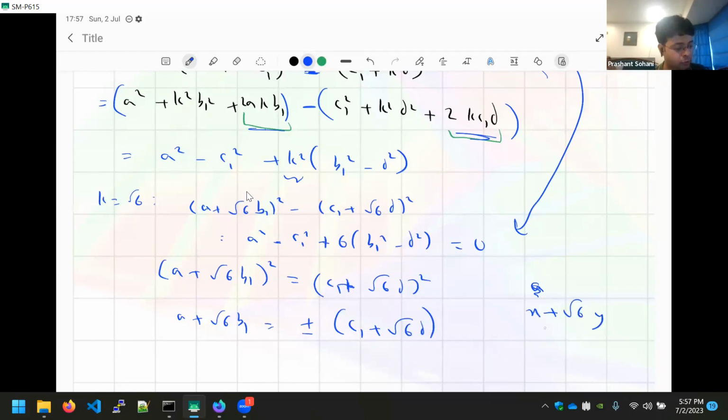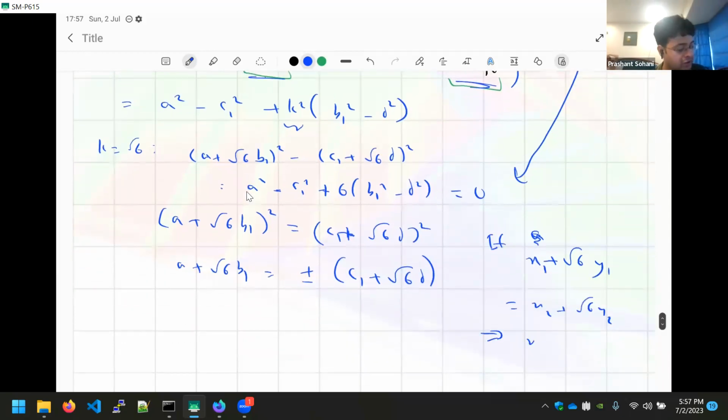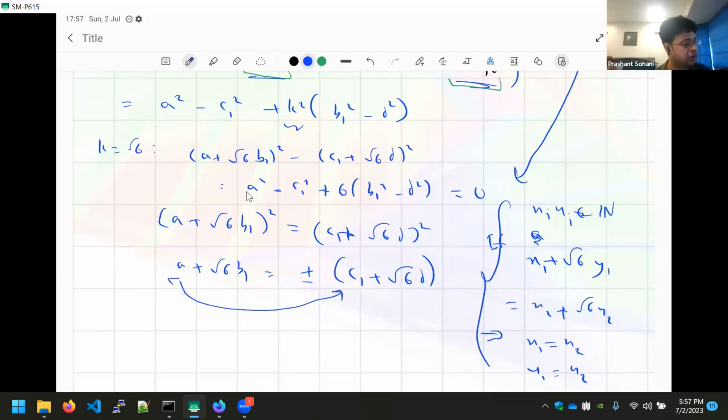So this is a separate exercise for you to prove that. Suppose x1 plus root 6 y1 equals x2 plus root 6 y2, then prove that x1 and x2 and y1 and y2 have to be equal. This is forced from this equation, assuming that all x, y are non-zero, belong to natural numbers, for example. Okay, so this is an exercise for you to prove later on. But you see that this implies directly that a and c1 are equal and b1 and d are equal. And from there you can make it easier to do the trial and error, because now we don't have 4 variables, we have only 2 variables, because the other 2 are going to be equal to the first 2.